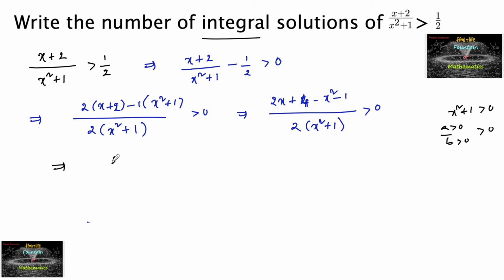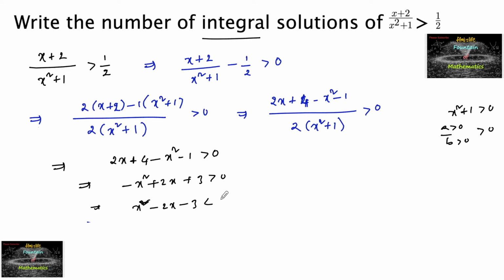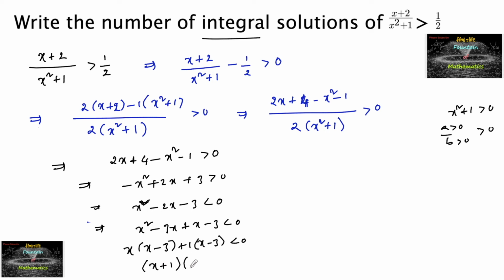So which implies here 2x plus 4 minus x square minus 1 must be greater than 0. So minus x square plus 2x plus 3 is greater than 0, or we can add here x square minus 2x minus 3 is less than 0. So we can factorize it: x square minus 3x plus x minus 3 is less than 0, x taken common, x minus 3 plus 1 times x minus 3 is less than 0. So we can write x plus 1 into x minus 3 is less than 0.